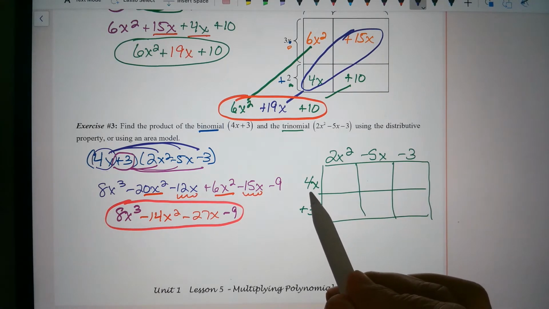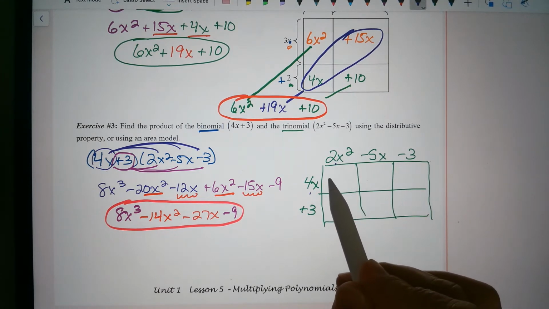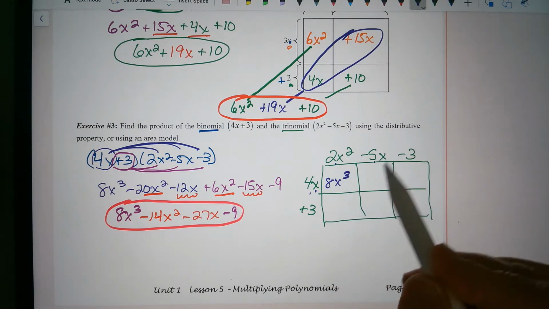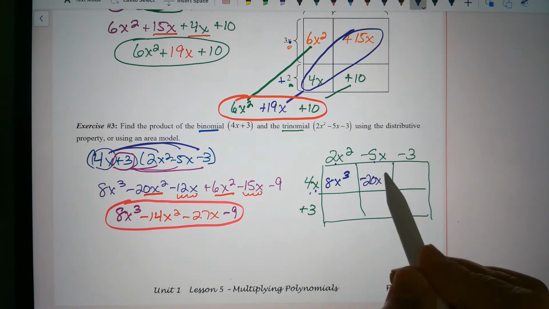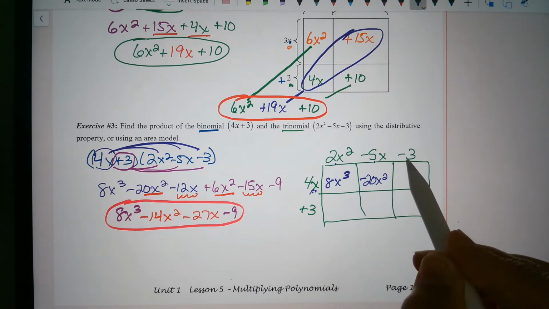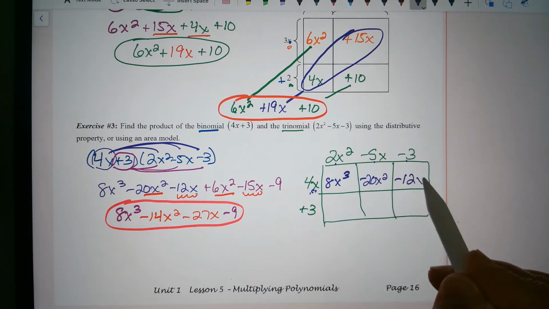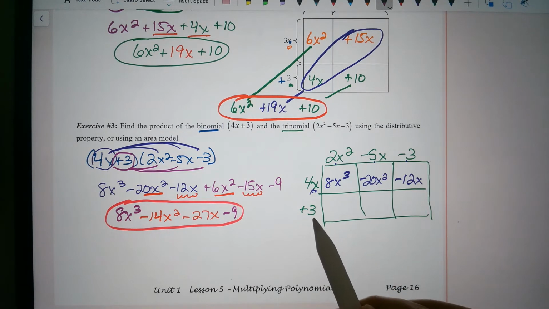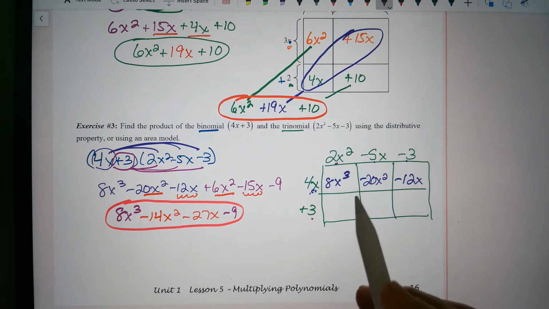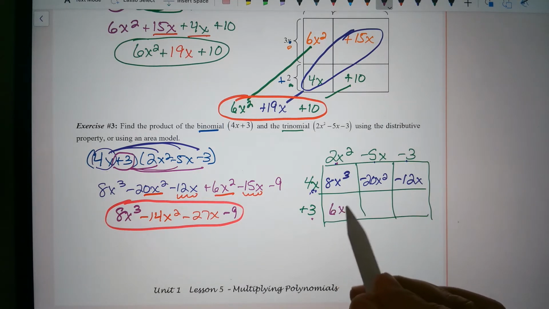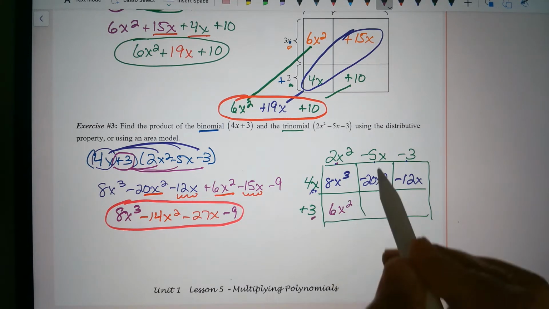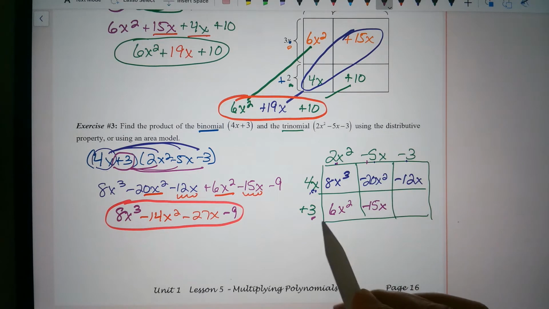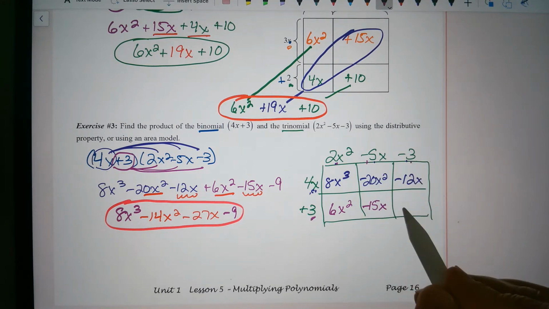Now I'm going to do 4x times 2x squared, 8x cubed. 4x times negative 5x, negative 20x squared. 4x times negative 3, negative 12x. Next, positive 3 times 2x squared, 6x squared. Positive 3 times negative 5x, negative 15x. And positive 3 times negative 3, negative 9.